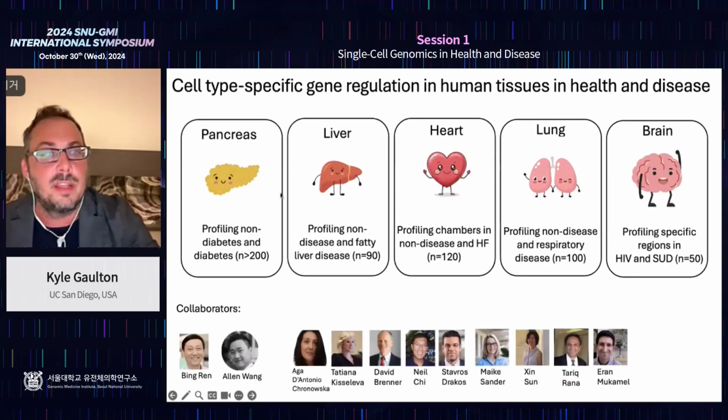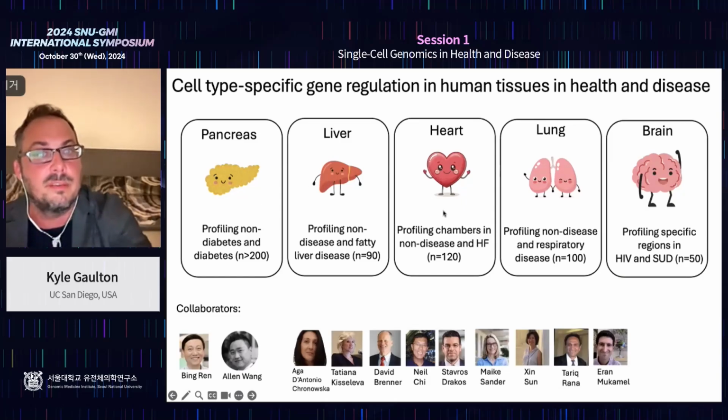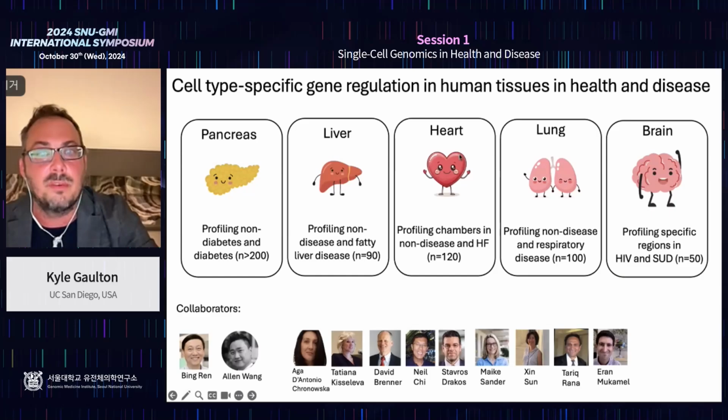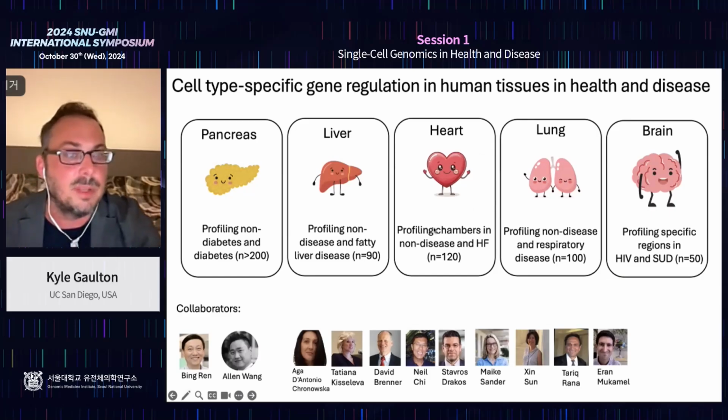In our studies, I'm not going to talk about all of these today, but I just highlight that we are performing expanded studies of a variety of human tissues in both non-disease and disease states: pancreas, liver, heart, lung, and brain, just to name several of the ongoing studies that we have.